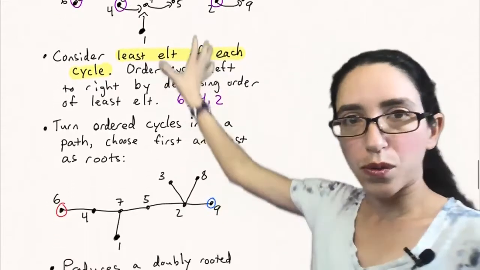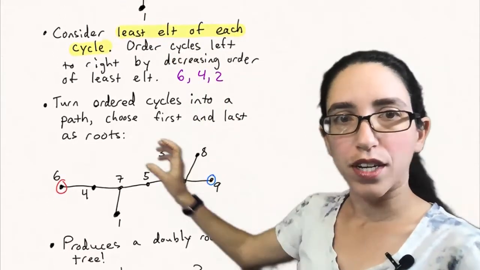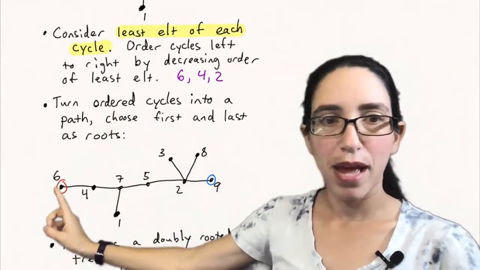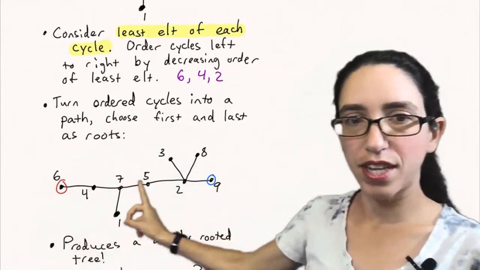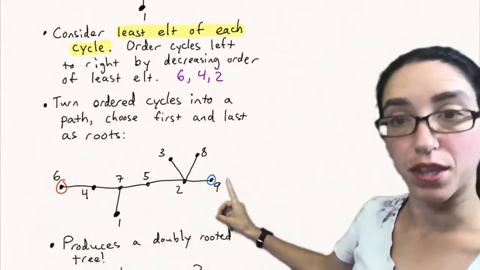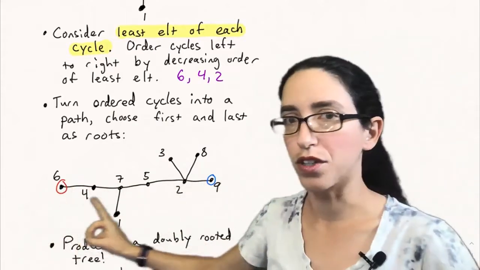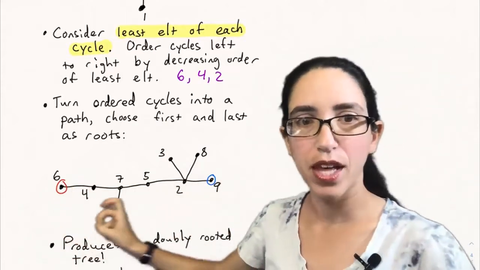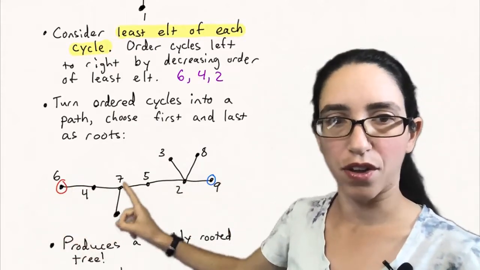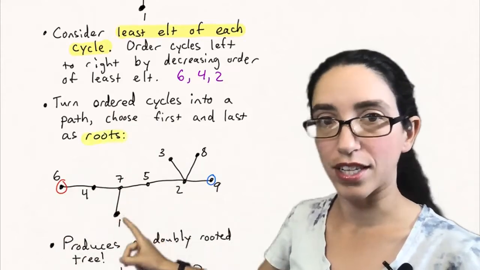Okay, so now that we've organized that like that, we're going to turn the ordered cycles into a big path where you just connect all the cycles with one big path from left to right in the way that we ordered them, and make them just one path, no directed arrows or anything like that. And also erase the arrows on all the other edges, just make them undirected edges.